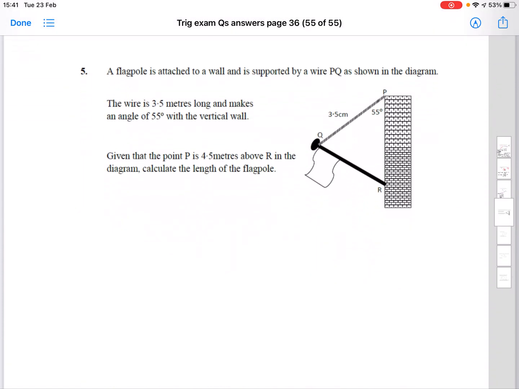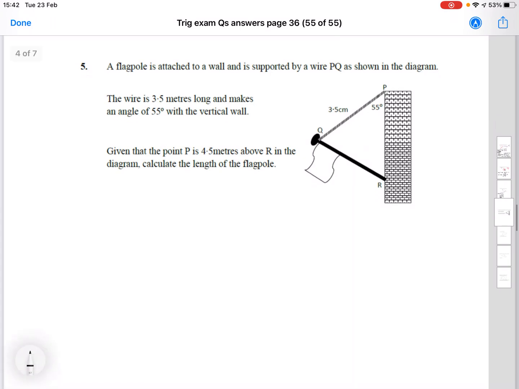Okay, question number 5 here. We have a flagpole attached to a wall and supported by a wire PQ as shown in the diagram. The wire is 3.5 metres long and makes an angle of 55 degrees on the vertical wall. The units on that diagram actually should just be metres, not centimetres. We're told, given that the point P is 4.5 metres above R in the diagram, find the length of the flagpole. So you're told that that vertical side there is 4.5 metres.